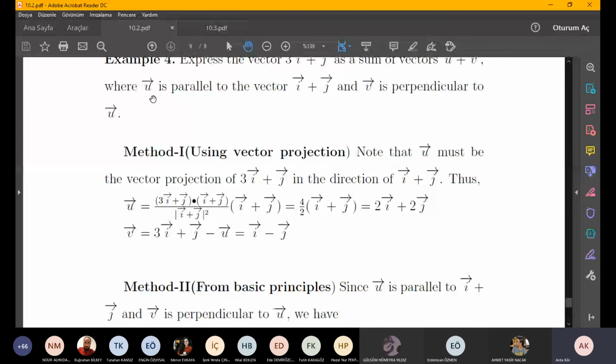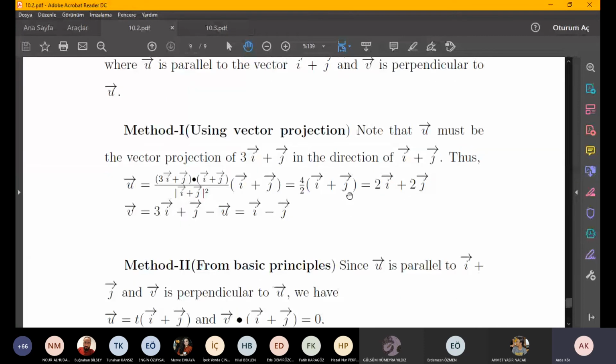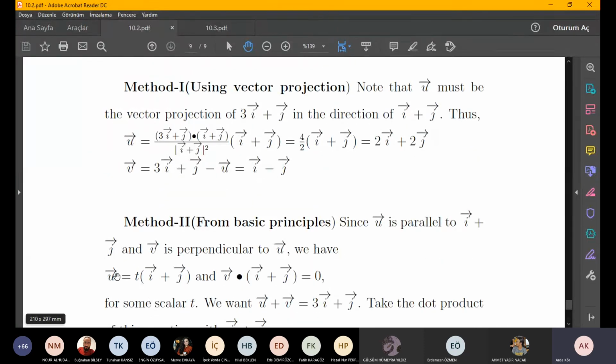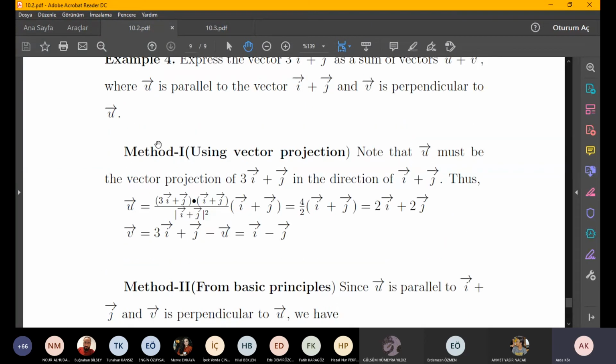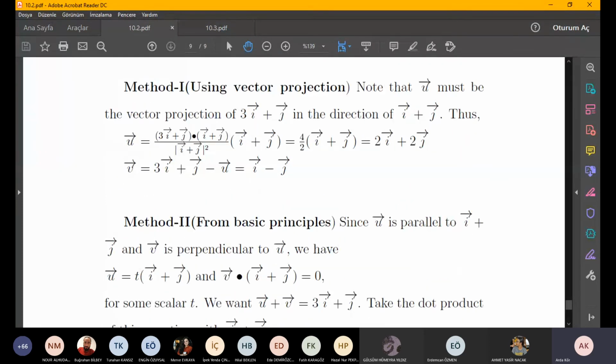u should be parallel to i plus j, so that means u can be written as t times i plus j. So t is any scalar here, which makes u and i plus j two parallel vectors, and also v is perpendicular to the vector u. That means u dot product v is equal to 0, because cosine 90 degrees is 0, so it has to be 0.